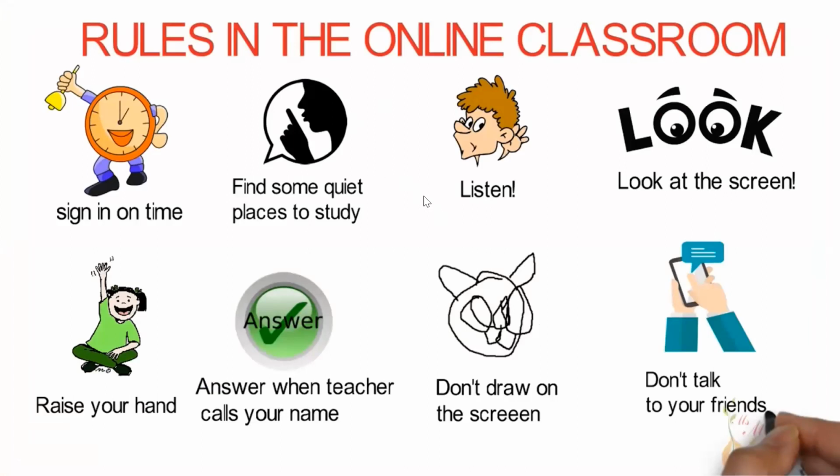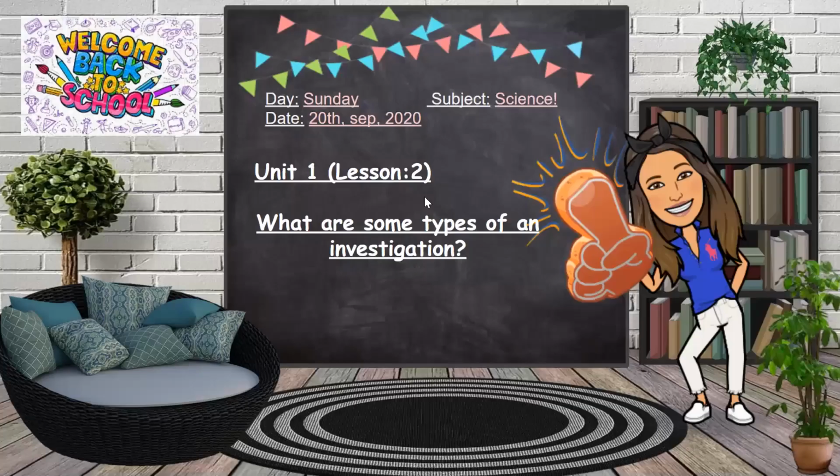Okay, guys? Good. Today is Sunday. The date is 20th September 2020, and we are studying science. Unit 1, Lesson 2. Now, what are some types of an investigation?